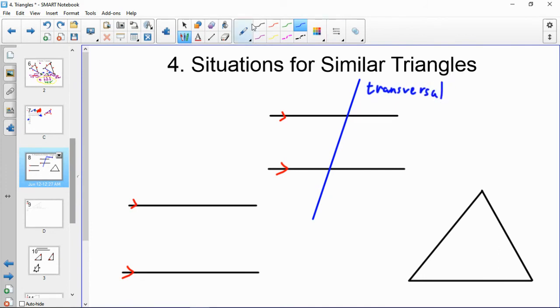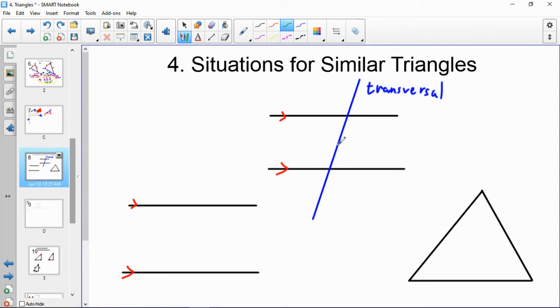It's cutting through the two parallel lines. And what you may notice is that I've just made 4 angles on top and 4 angles on the bottom. And half the angles are big and half the angles are small. And a lot of them look the same. And that's because they are.